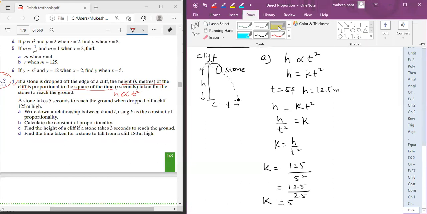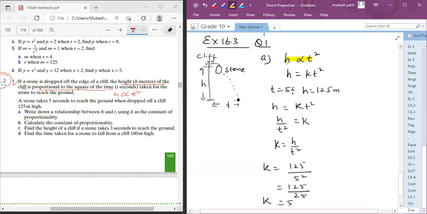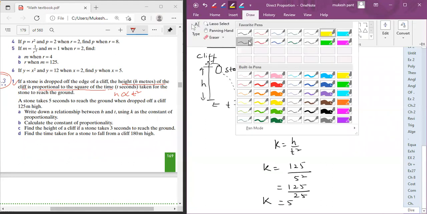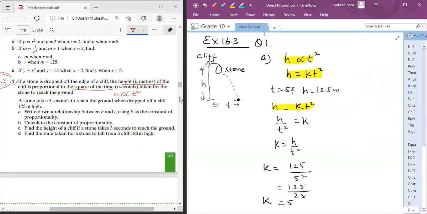Okay, so this is very important. And then we get this one, h equals k t square. So h over t square equals k. Right? We substitute the values, because t is 5 seconds and h equals 125 meter is given in the question. Now, then we have the rest of the parts.